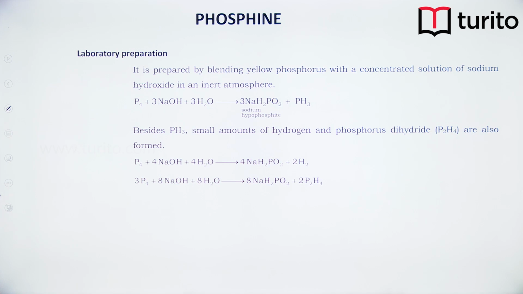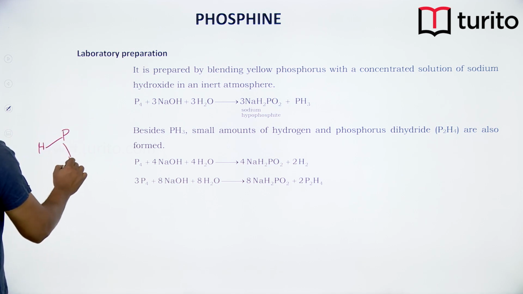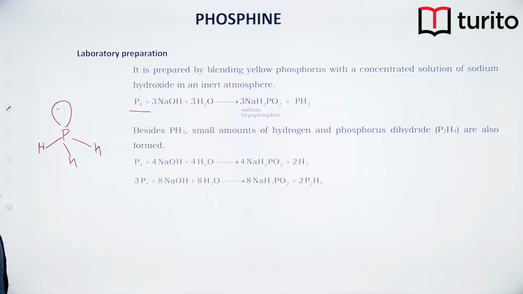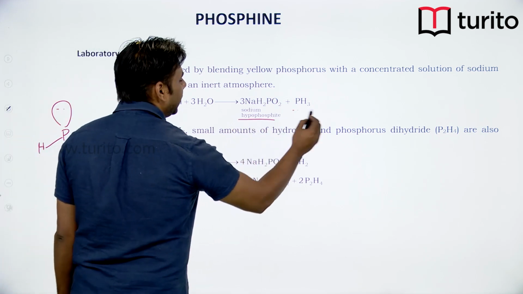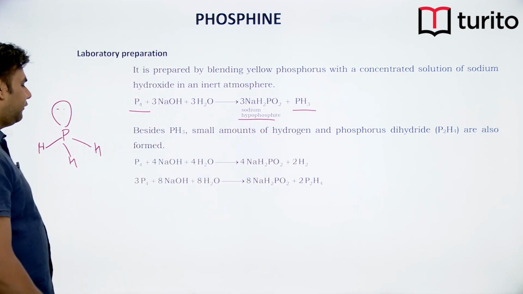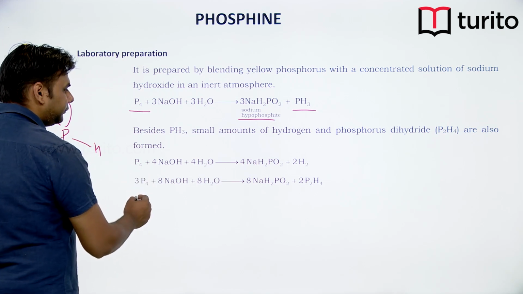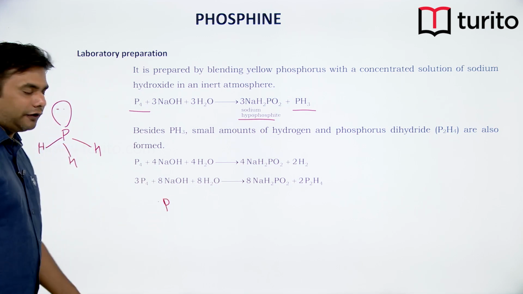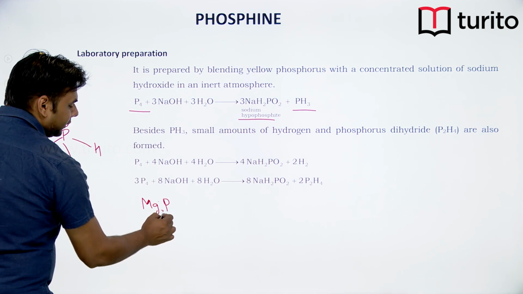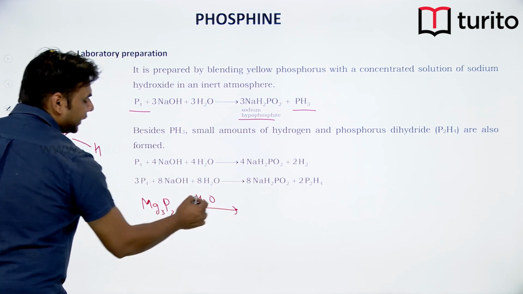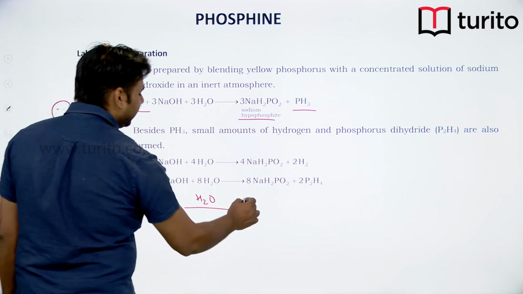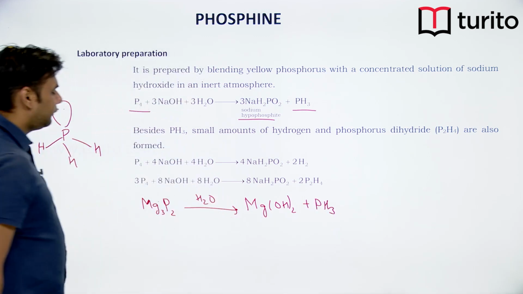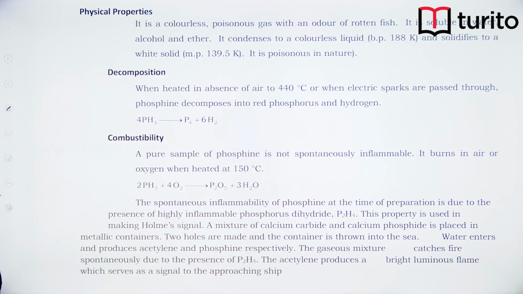Next comes phosphine. If you look at the structure of phosphine, this is the structure. On reaction of P4, white phosphorus, with NaOH, we get phosphine plus sodium hypophosphite. Similarly, we can get phosphine by reacting phosphides. If we have magnesium phosphide, similar to nitride, having P3 negative, on hydrolysis it will give magnesium hydroxide plus phosphine. So magnesium phosphide on reaction with water gives magnesium hydroxide and phosphine.